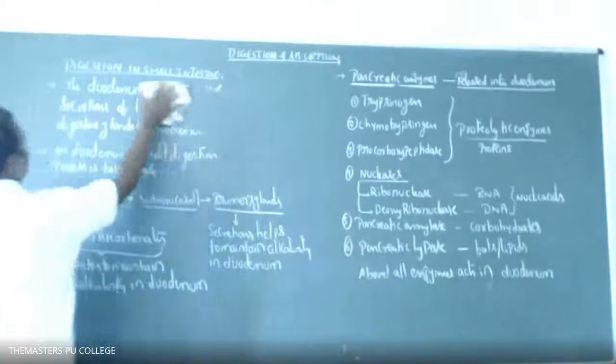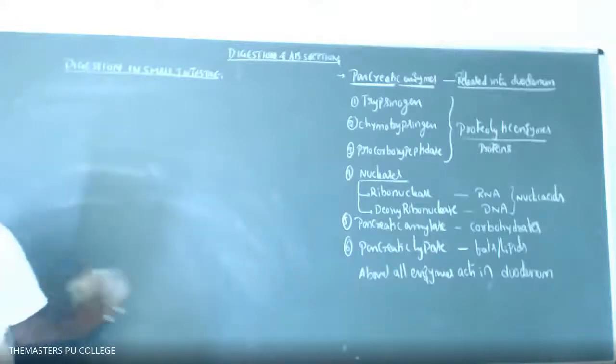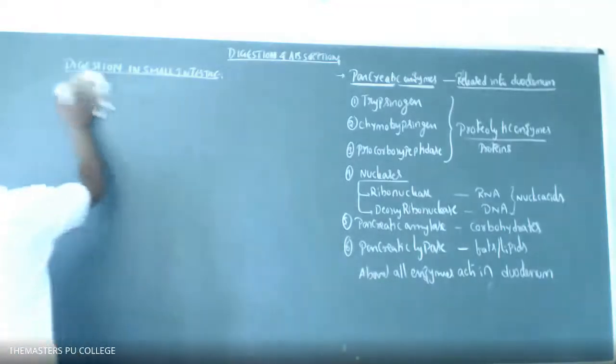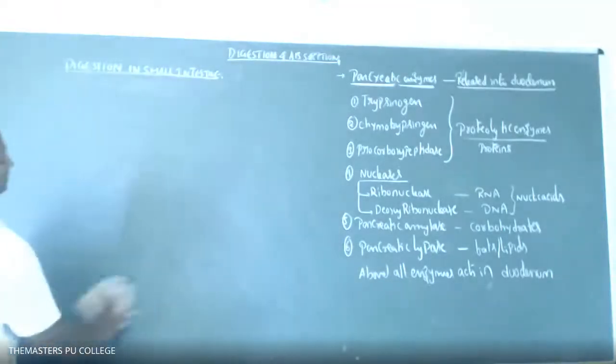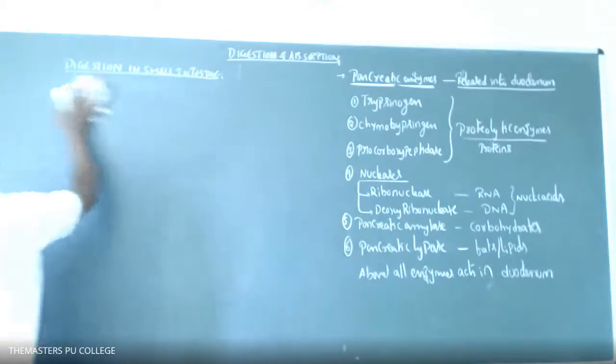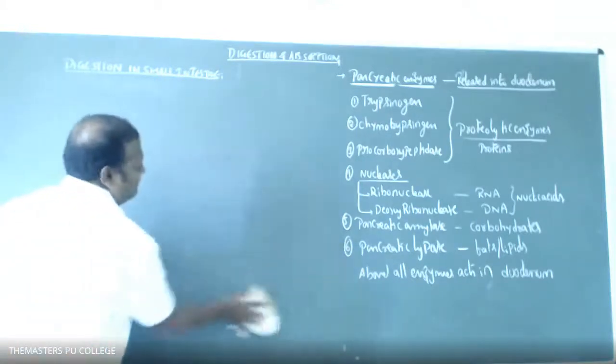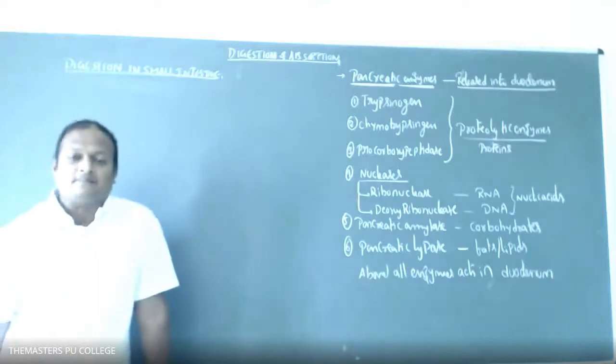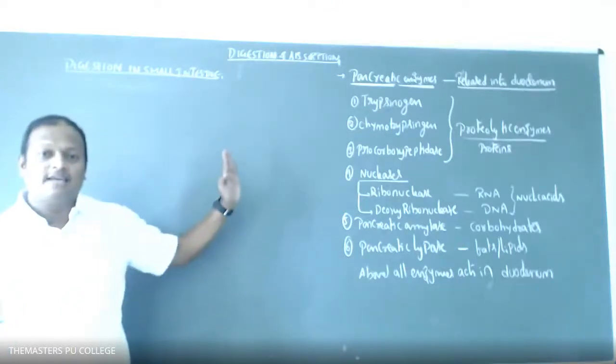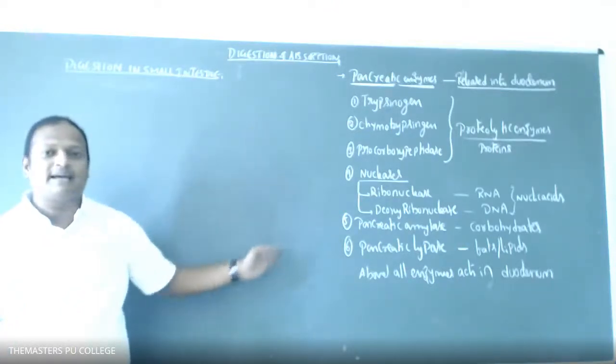Okay, students, right. Bicarbonates are secreted by which gland, sir? Bicarbonates are secreted by the epithelium of the mucosa only. Clear, students? Right. So we came to know the list of pancreatic enzymes.